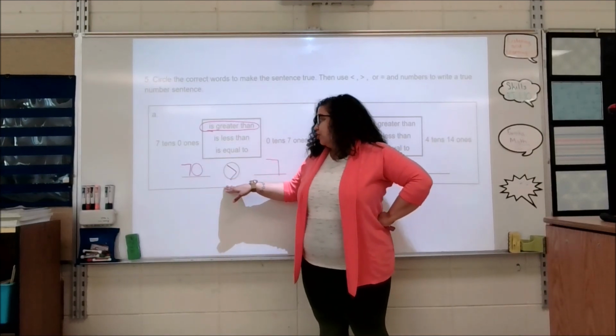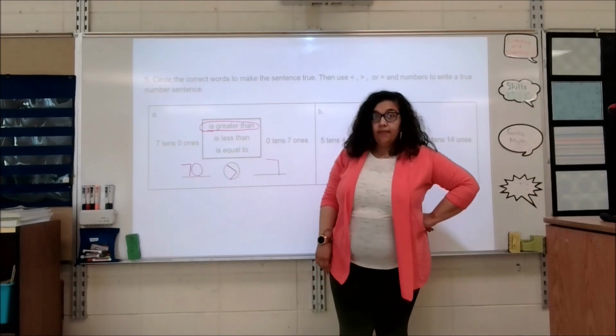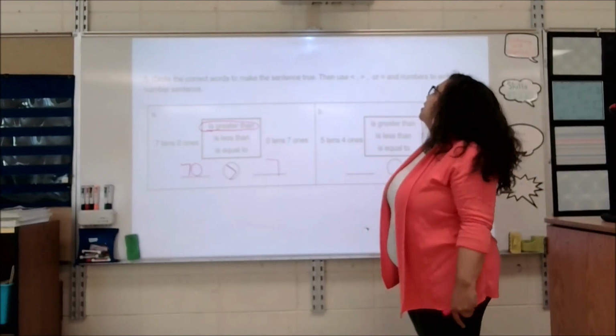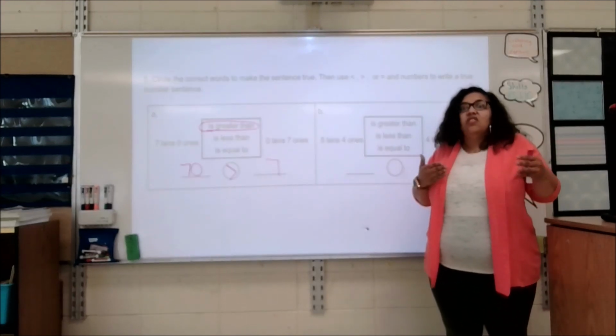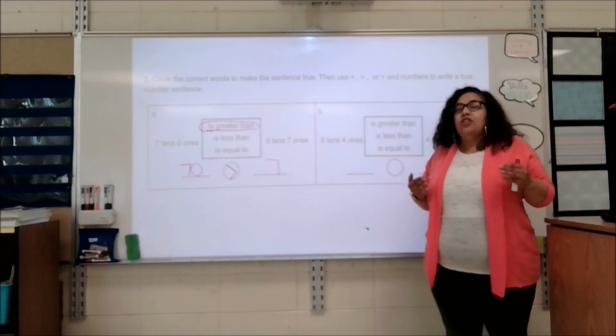This symbol means greater than. So 70 is greater than 7. Okay? You have to actually flip the symbol. It's not just that you're flipping the symbol, you're using a different symbol. It's a different symbol. Each symbol has its own meaning.